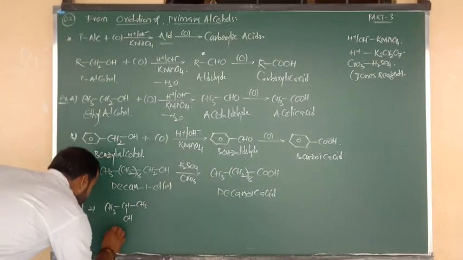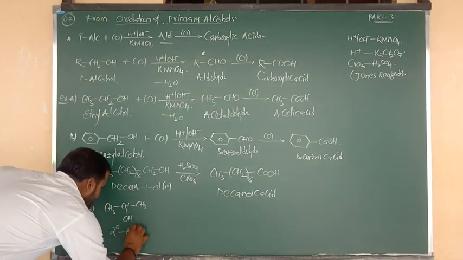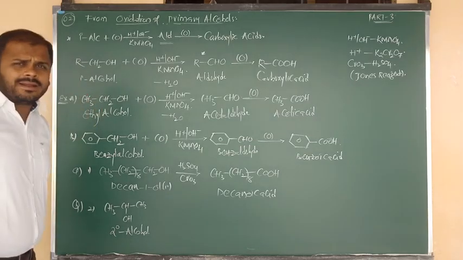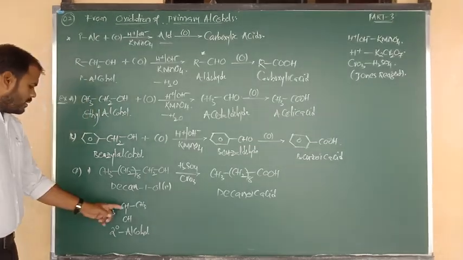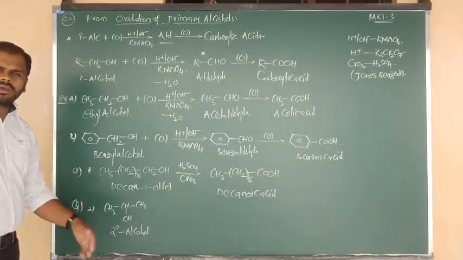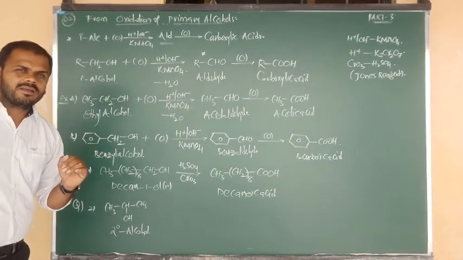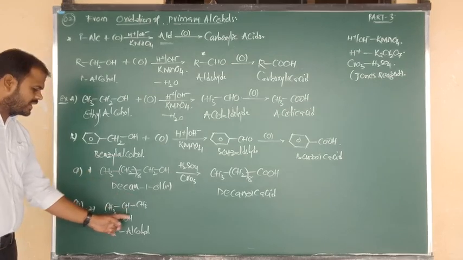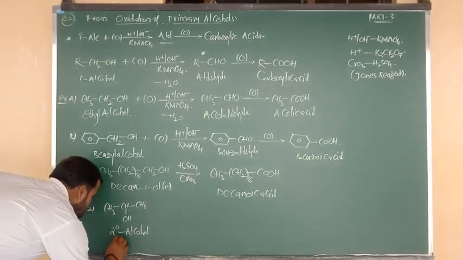Secondary alcohol. Of course secondary, but what is the name? Propan-2-ol. That is our IUPAC name. Otherwise we can write the common name. The central carbon contains a 3 junction, and the meaning of a 3 junction is nothing but iso.